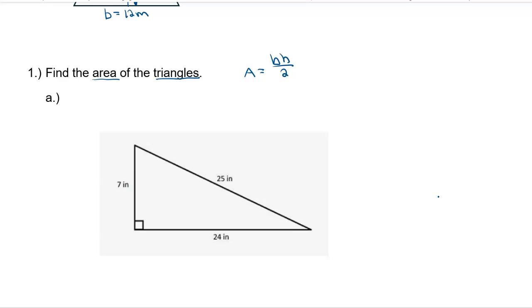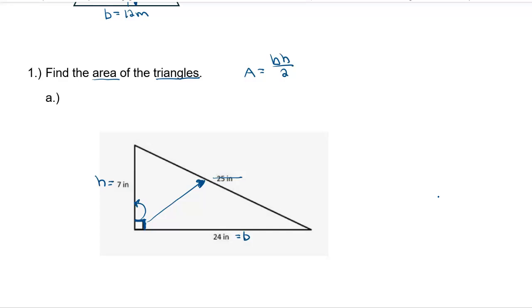Now I have to figure out what my base is and what my height is. Well, here's that 90-degree angle, which means this is a right triangle. So I know that the 7 is my height, so that equals h. Being a right triangle, the side opposite that is not my base. That is my hypotenuse, so that does not matter. I don't use that in this calculation, but the 24 inches is my base.